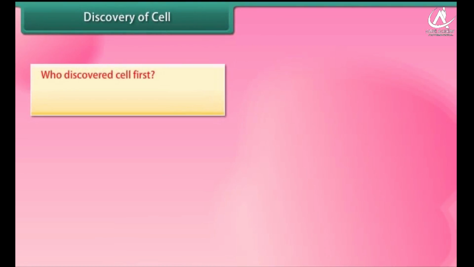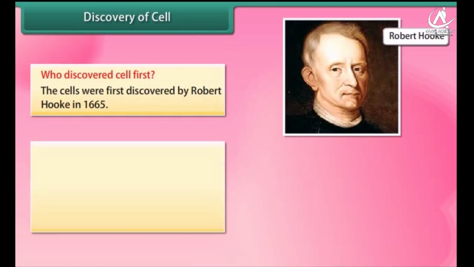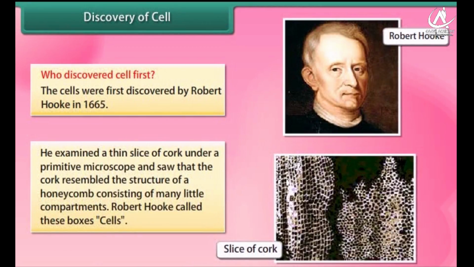Discovery of cell. Who discovered cell first? The cells were first discovered by Robert Hooke in 1665. He examined a thin slice of cork under a primitive microscope and saw that the cork resembled the structure of a honeycomb consisting of many little compartments. Robert Hooke called these boxes cells.